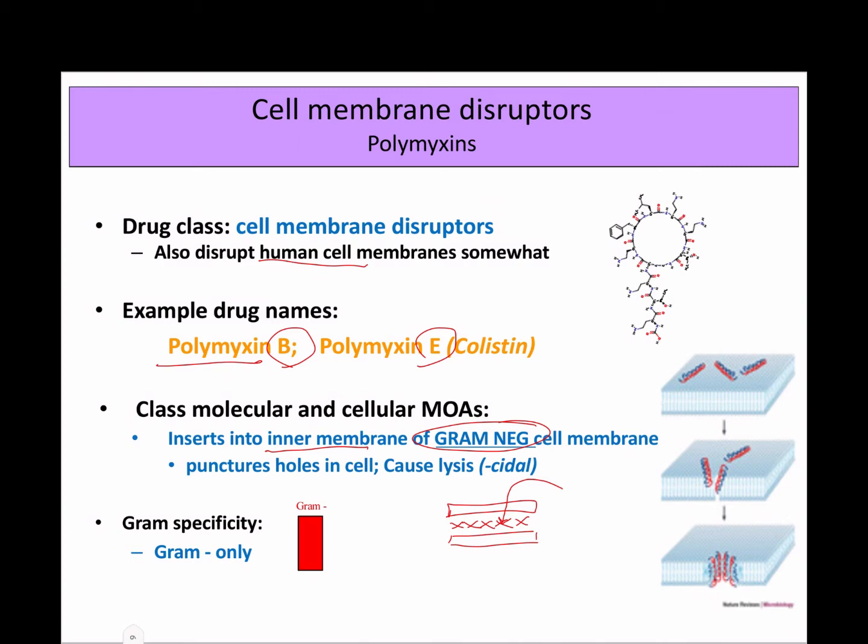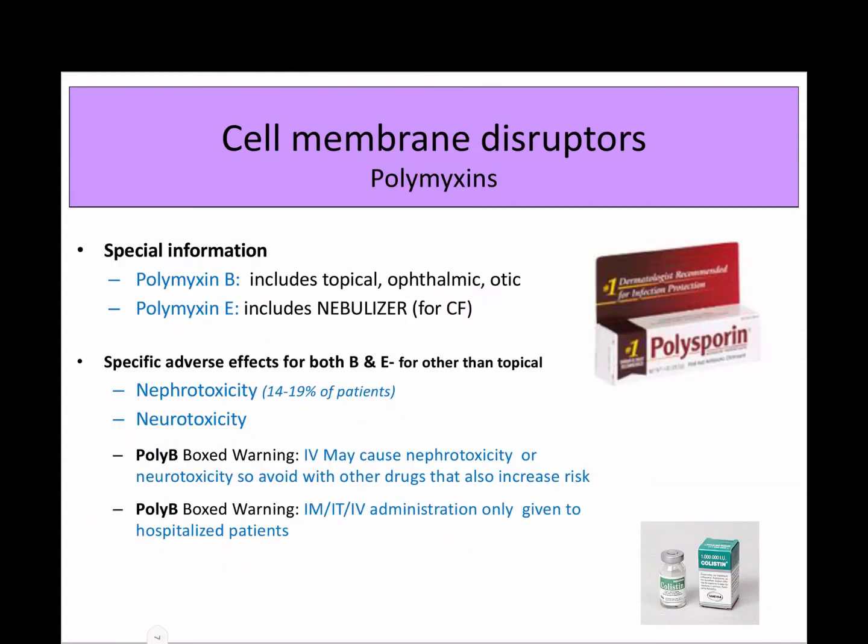If you look at the structure here, the first thing you're going to notice is this outer head that is hydrophilic, and then this inner tail that is lipophilic. So when it comes up to the inner cell membrane, I'm going to draw that outer hydrophilic head on it here. The lipophilic tail is going to insert into the cell membrane, leaving that hydrophilic head out here. And then those are going to attach to each other, and they're going to form a pore. When these insert into the inner membrane, they're going to puncture holes inside the membrane into the cell, causing cell lysis. These are specific only to gram-negative, but they do have some toxicities systemically for humans.